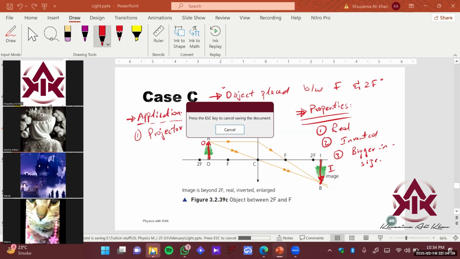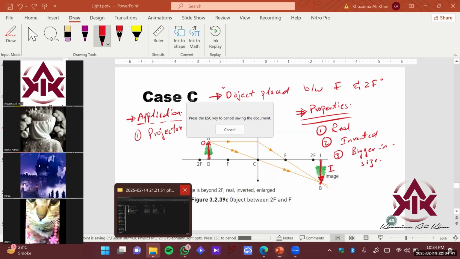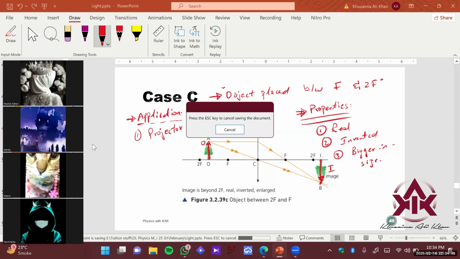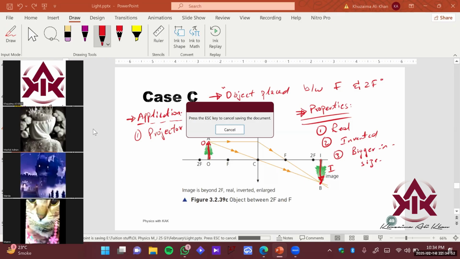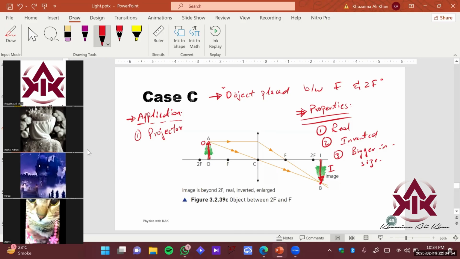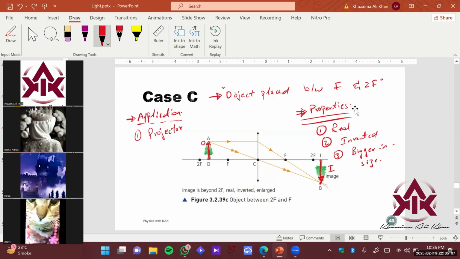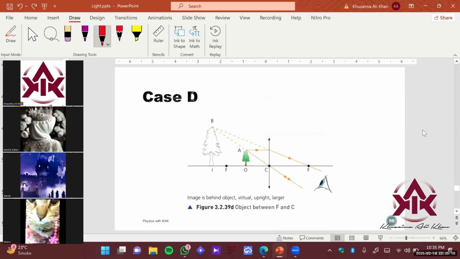If case C is clear, give me a thumbs up. Okay, it's clear to me. Okay, anyone? Mashal, Varda is clear. What about Mashal and Hamza? Is this point clear? We're just closing the chapter. Hamza, are you here? Okay, good.